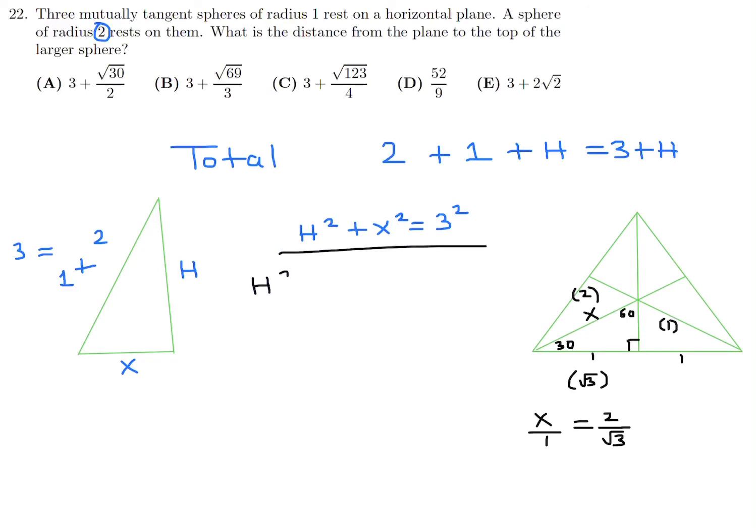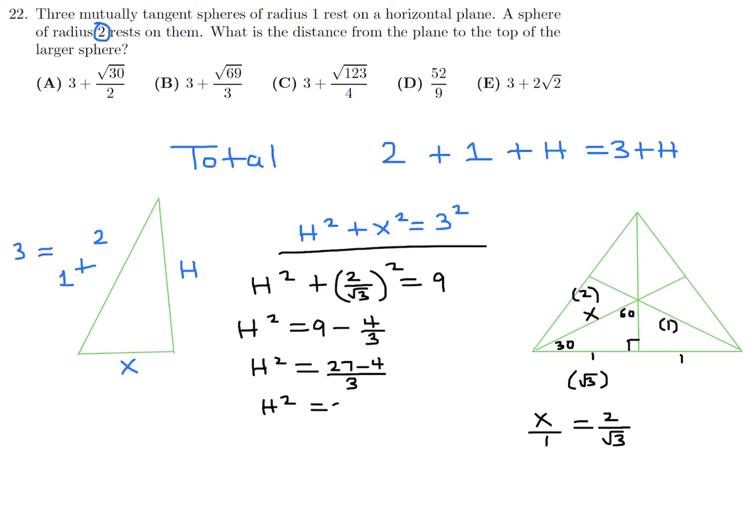So h squared plus (2 over root 3) squared is equal to 9. So h squared is equal to 9 minus 4 over 3. And if you get a common denominator, this becomes 27 minus 4 over 3. And therefore h squared is equal to 23 over 3. And h is therefore equal to root 23 over root 3.